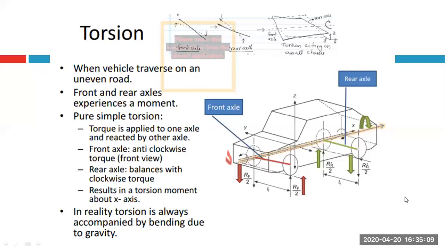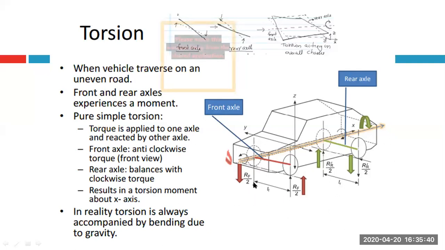In which case the vehicle will be under torsion, has been shown using this particular diagram. You can see that at each of the wheels, you have got a reaction. Whenever the vehicle is going to traverse on uneven roads, you might get a condition where torsion load is being applied on the vehicle body. So the front and rear axle are going to experience a moment. This moment has been shown in this particular diagram.